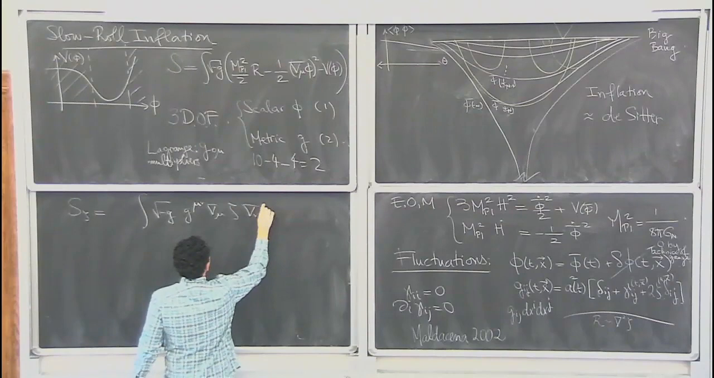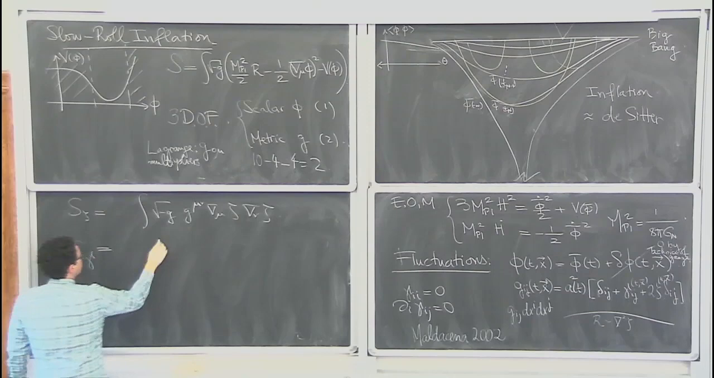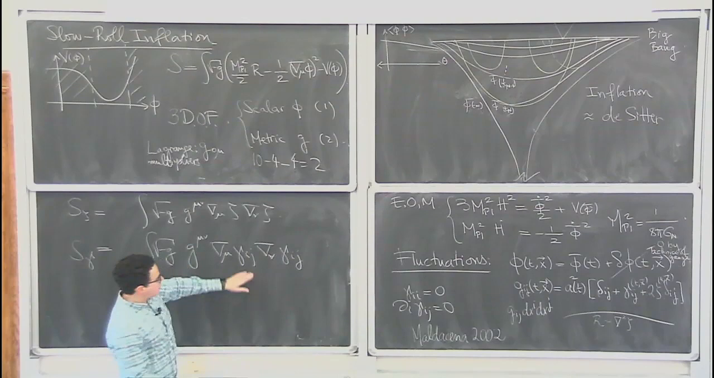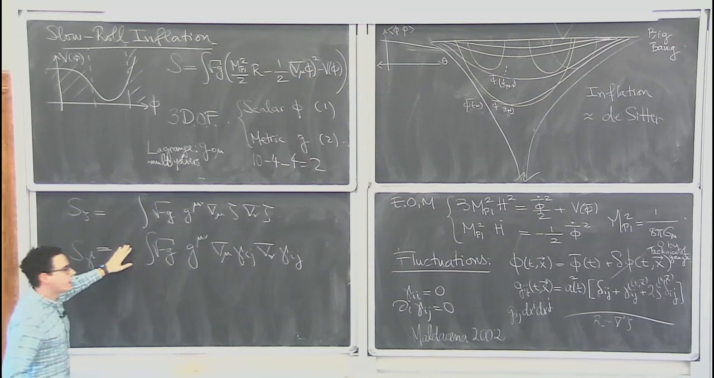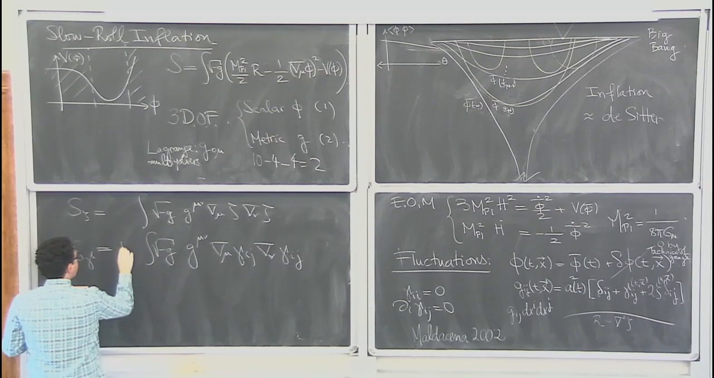But I'm keeping this. And the action for the graviton is given by this root g, g mu nu, d mu gamma ij, d nu gamma ij, where I'm contracting the indices here, these i j's, with the Euclidean metric. Now you're like, where is the work? The work is in figuring out what appears up front here. All this work of epsilons and so on will essentially pin down the numbers that appear up front. And if you do things carefully, you get M Planck here.